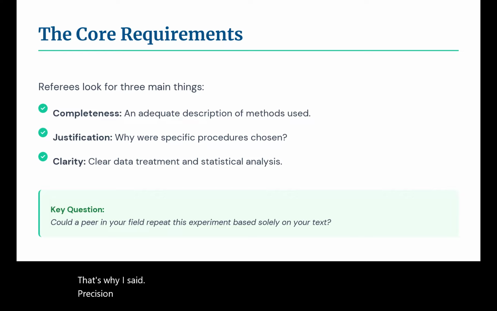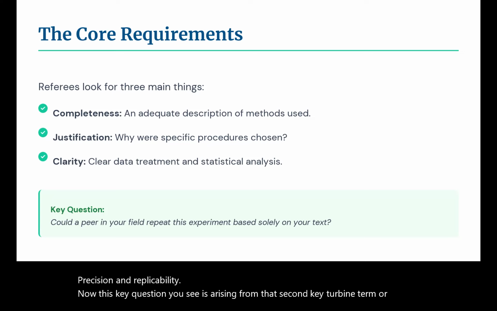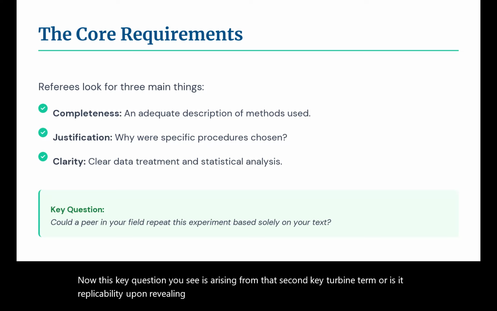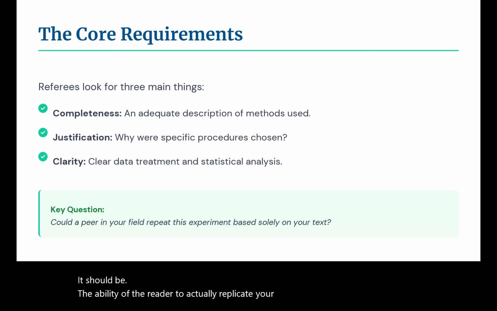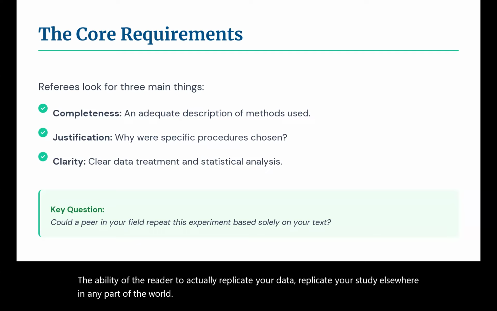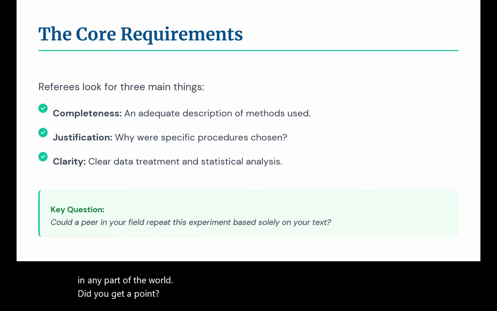Now, this key question you see is arising from that second key term. What is it? Replicability. Upon revealing your methodology, it should be the ability of the reader to actually replicate your data, replicate your study elsewhere in any part of the world. Did you get the point?